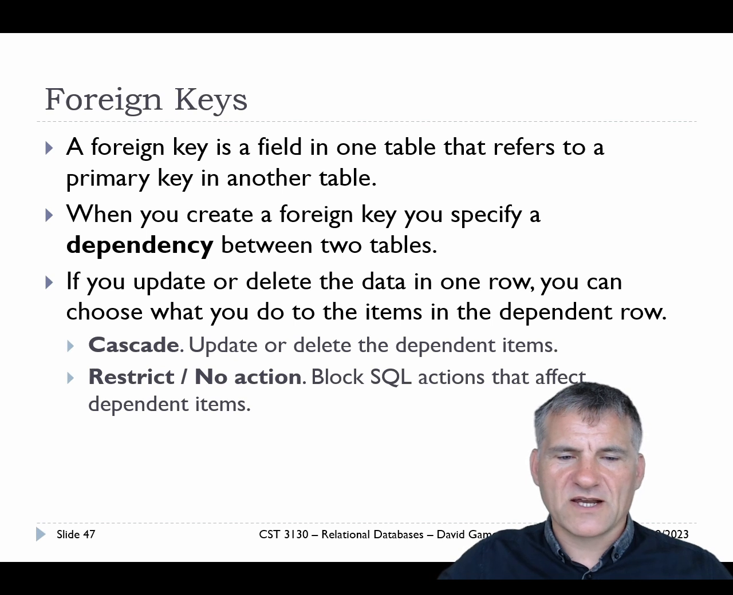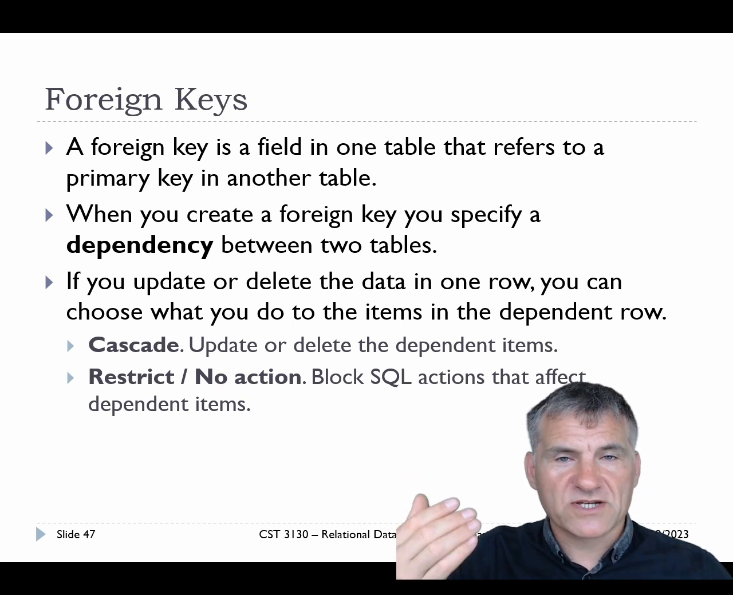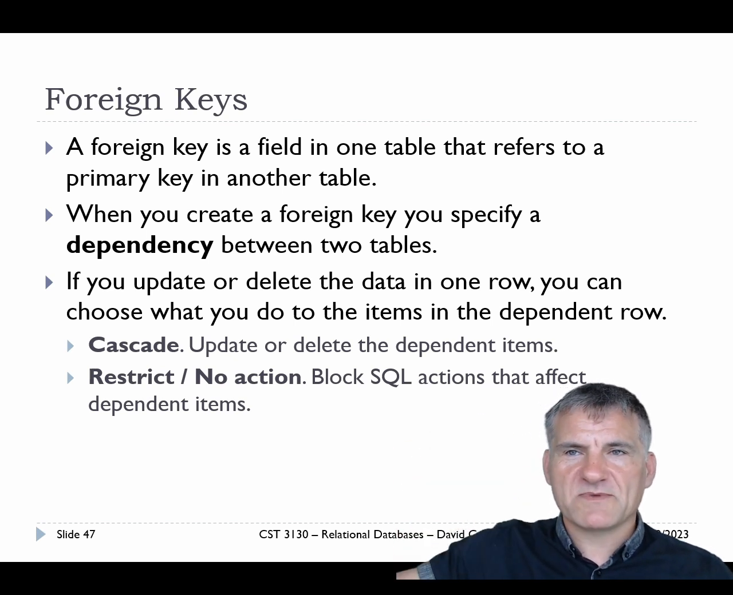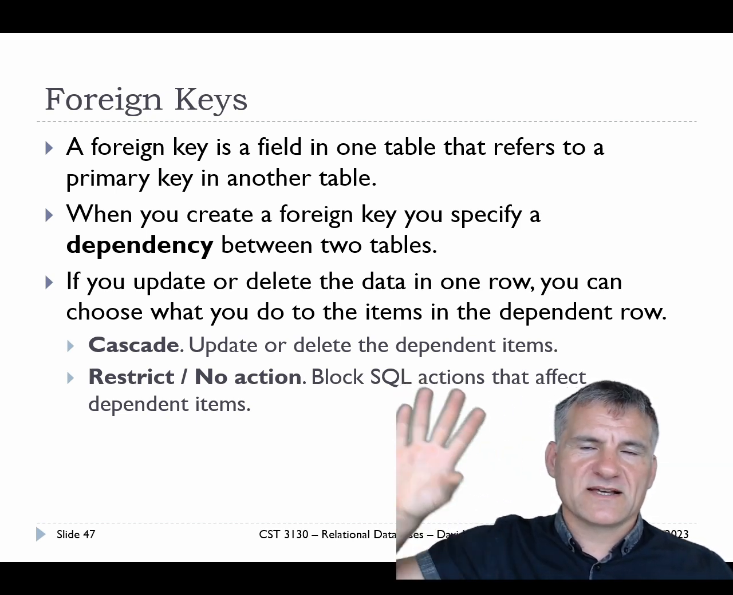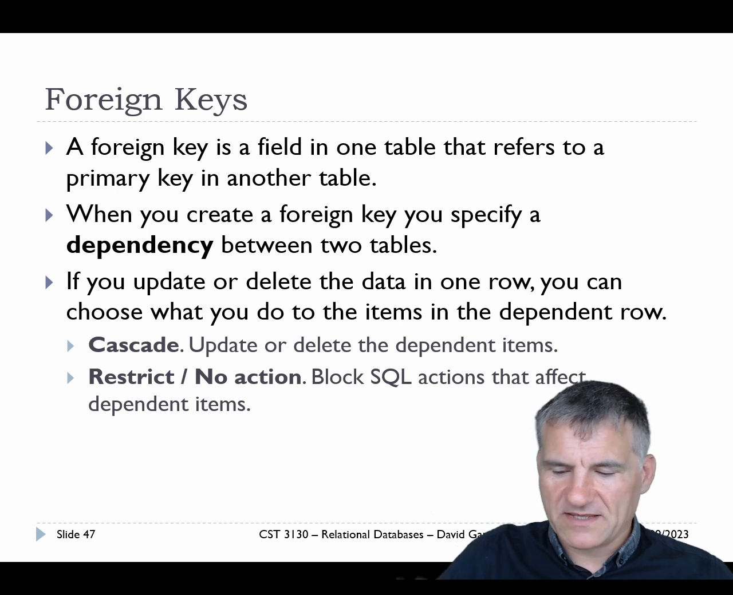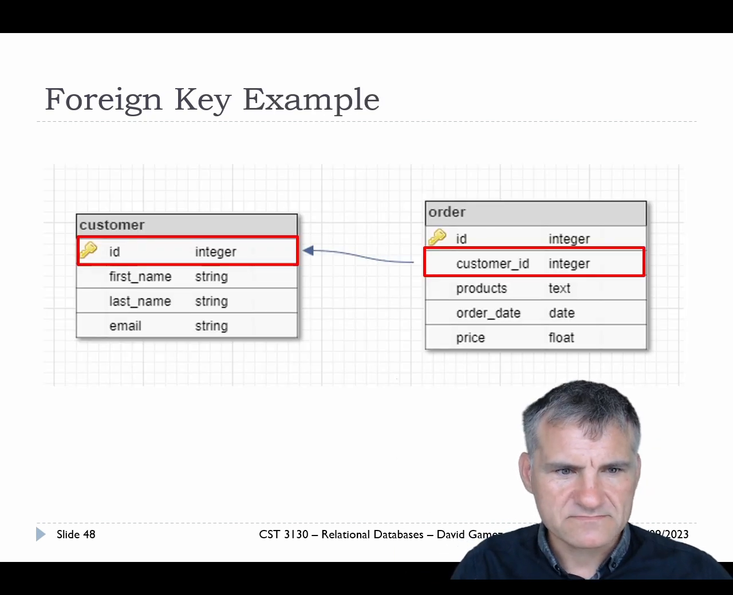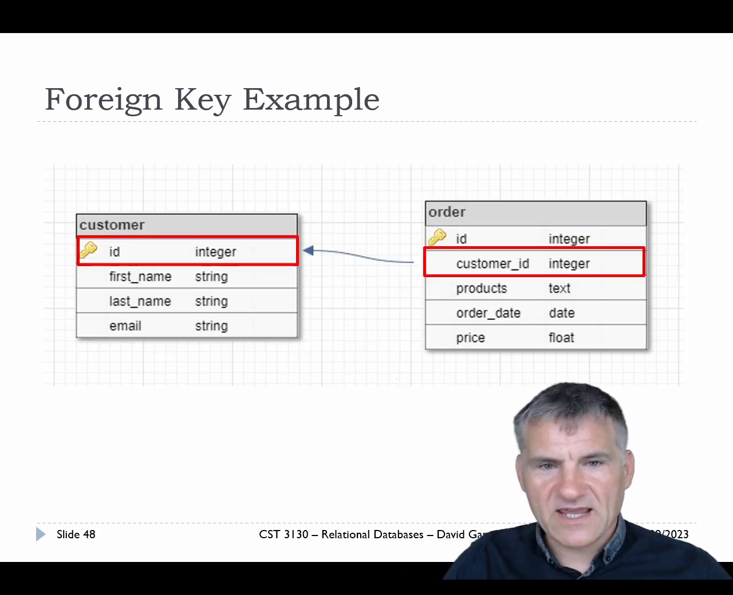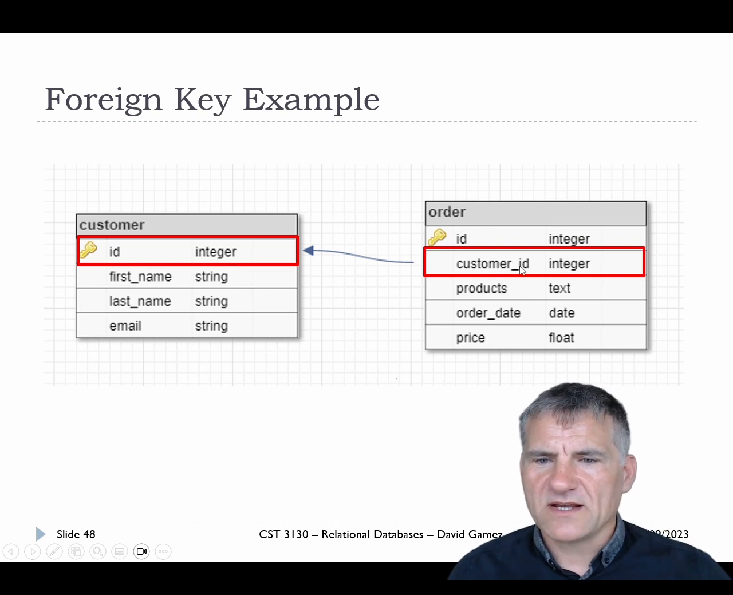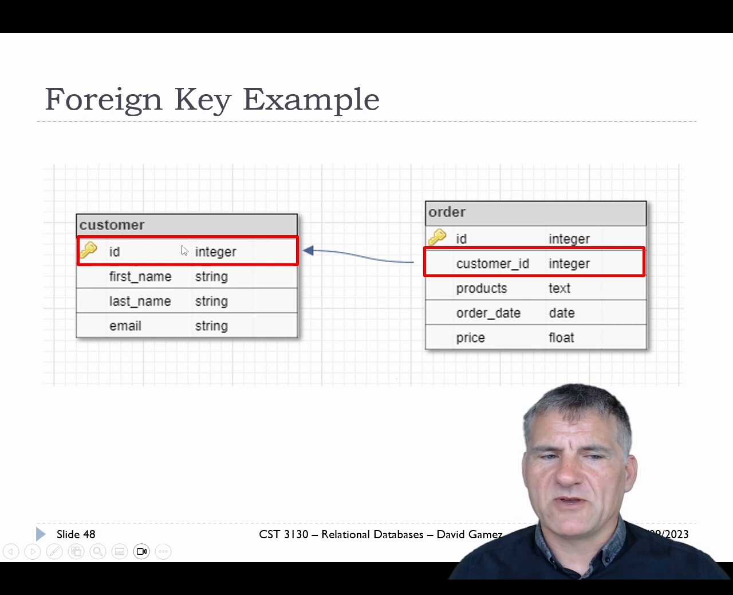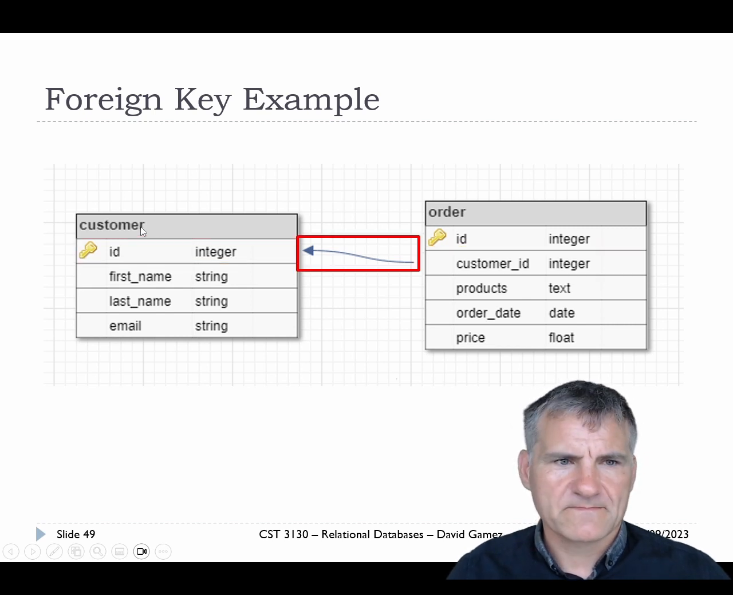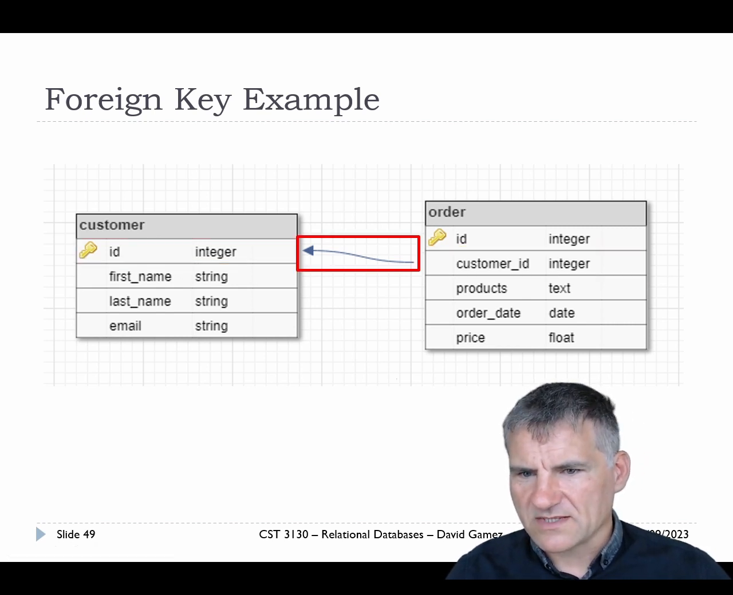That's a cascade operation. Or I might just want to block actions, because I might want to keep those orders, but not allow you to just randomly delete customers without making sure that we actually want to delete the orders as well. So this is a classic foreign key. Here we have the order, and here we've got a customer ID pointing to the primary key of the customer table. And we've got products, order date, price.